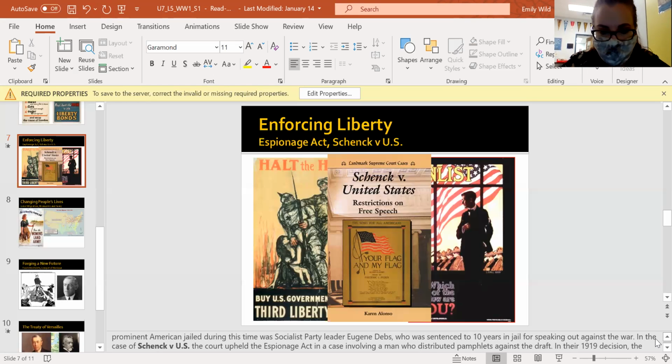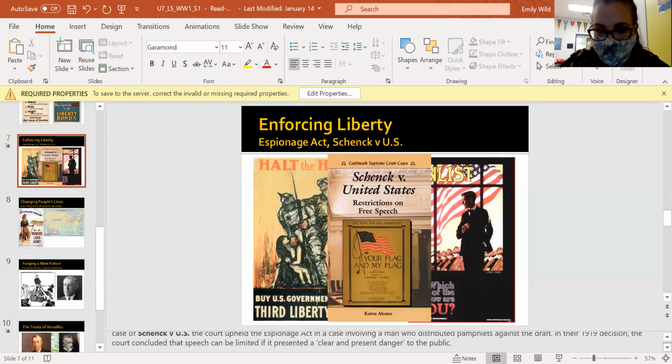In Schenck versus the United States, the court upheld the Espionage Act. What I mean by that is the Supreme Court argued that the Espionage Act was constitutional. And in the 1919 decision, Schenck versus the United States was decided in 1919. This is the part I want to make sure you write down. It determines the clear and present danger clause.